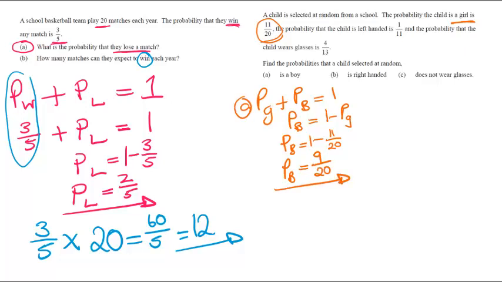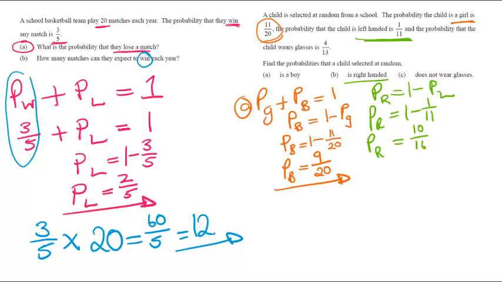That is question A. Question B, what is the probability of it being a right-handed child? The probability of it being right-handed is equal to 1 minus the probability of it being left-handed. So probability of right-handed is equal to 1 minus 1 over 11. So the probability of right-handed is going to be 10 out of 11.